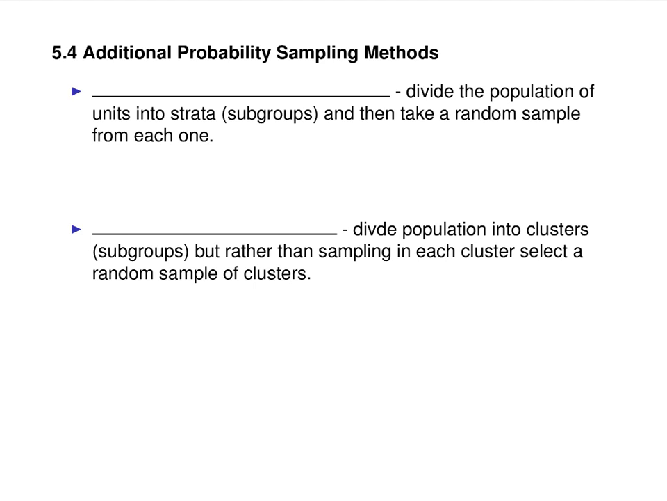Okay, so there are different ways to sample, and I'm going to talk about a few of those. Divide the population units into something called strata, which are subgroups, and take a simple random sample from each one. This is called stratified random sampling.